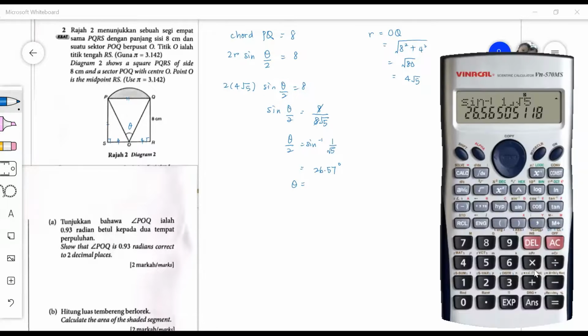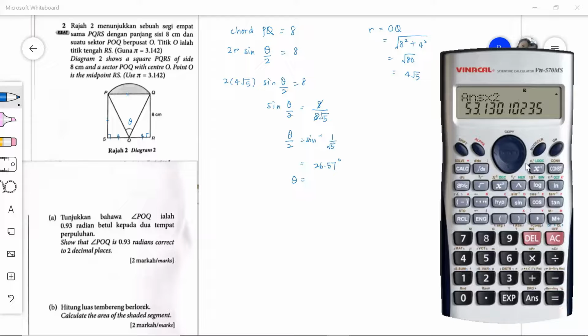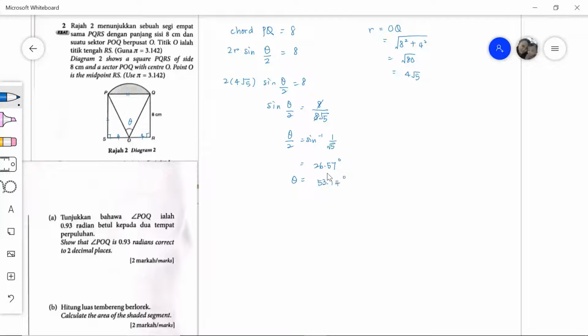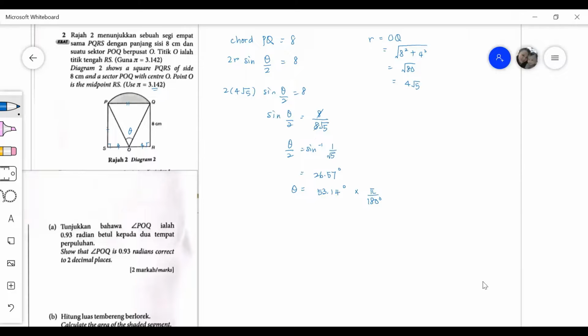And to find theta, we double this, so we need 2 times 26.57, which is 53.14 degrees. All right, and don't forget, we have to change to radian mode so that we can prove that this angle POQ is 0.93 radian. So we multiply by pi over 180 degrees, whereby the pi value is given, so we shall use 3.142 for that.